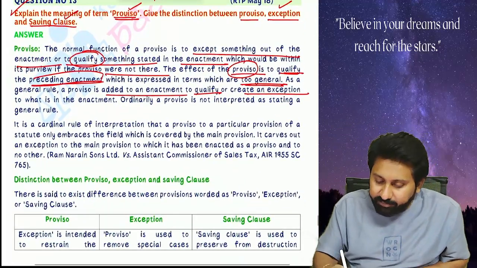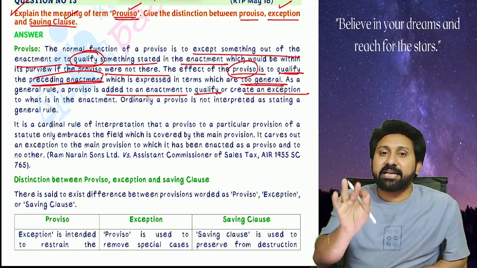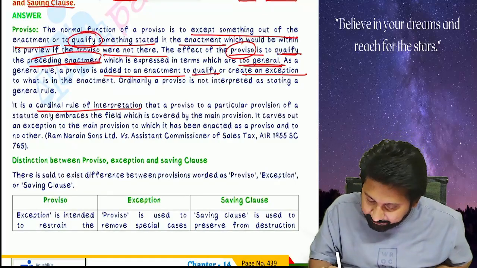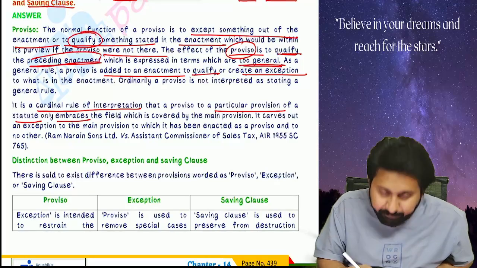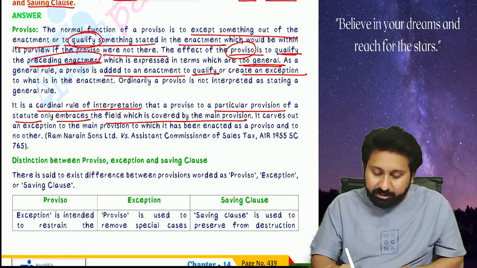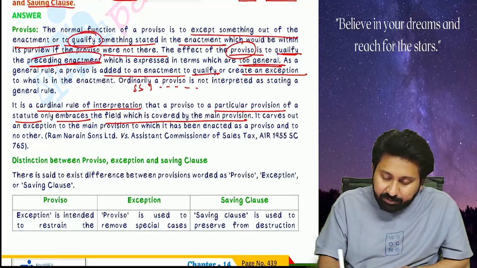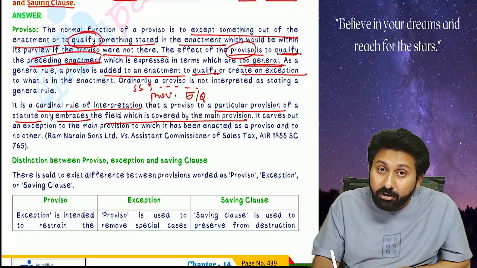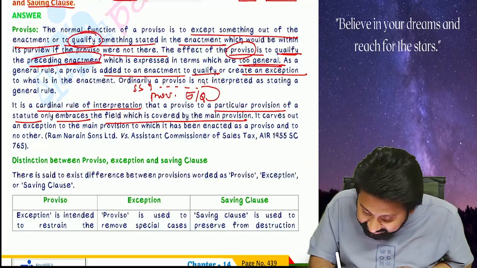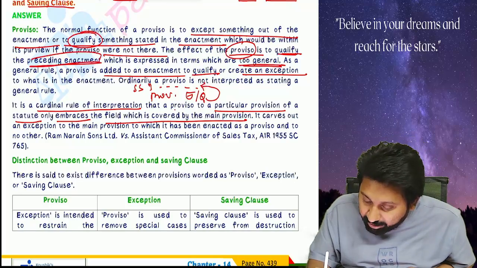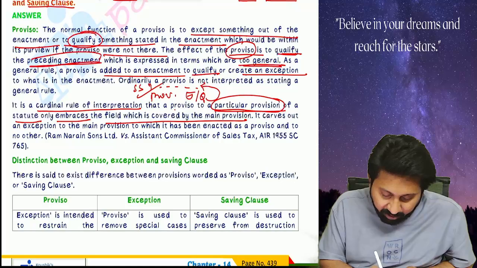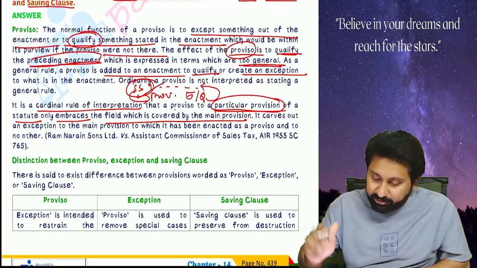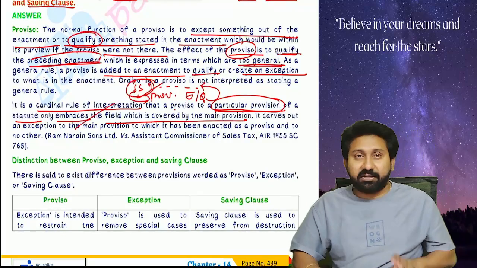Next, a proviso is used as an interpretation rule. It is a cardinal rule of interpretation, meaning an important and noticeable rule, that a proviso to a particular provision of a statute only embraces, meaning covers, the field which is covered by the main provision. For example, subsection 3 is there with one point, and below that I write a proviso. This proviso will create an exception or qualification to what? To the entire section or entire Act, or only to this subsection? Only to this subsection. That's why a proviso to a particular provision, here subsection 3 of a statute, covers the field covered by the main provision. It is a proviso for this only, not a proviso generally. That's the point. These are the things you need to write.